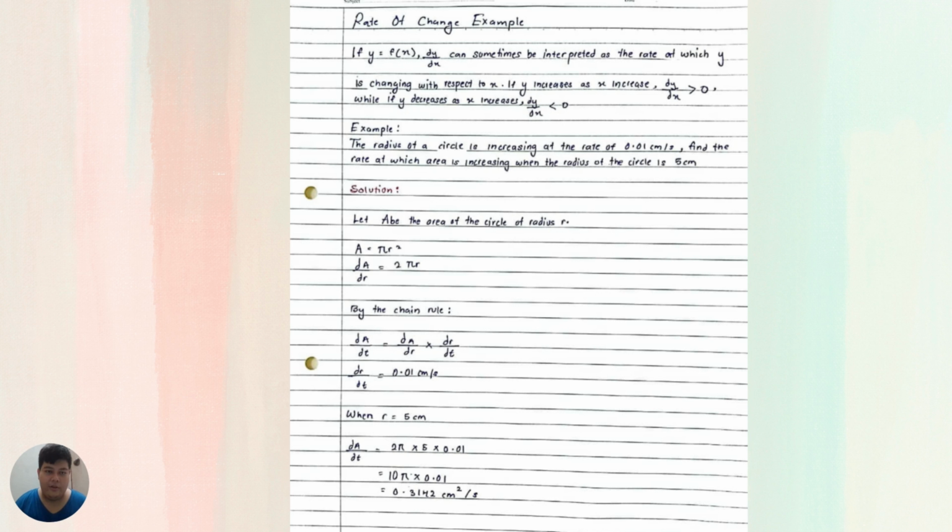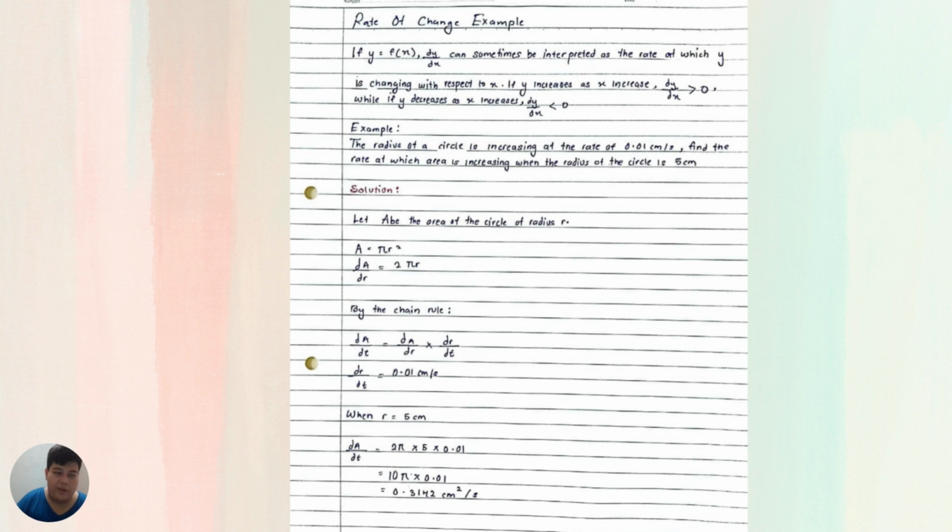For the solution, there are three steps to do. We need to use all of the information from the question. Firstly, let A be the area of the circle of radius r. That means we need to calculate the area of the circle of radius r. A equals pi r squared, and then we get dA/dr equals 2 pi r.